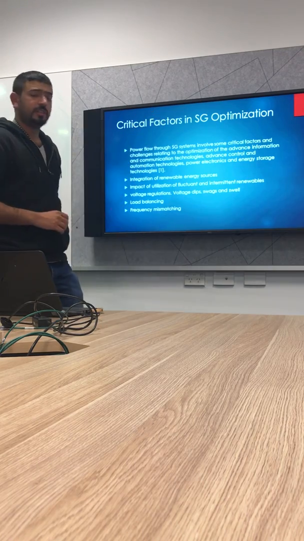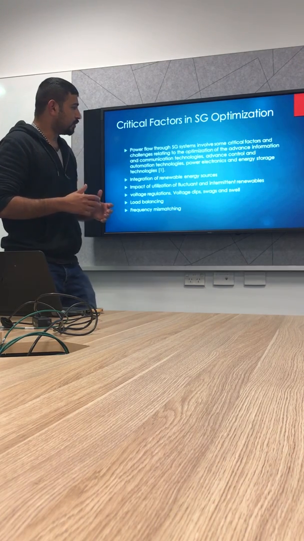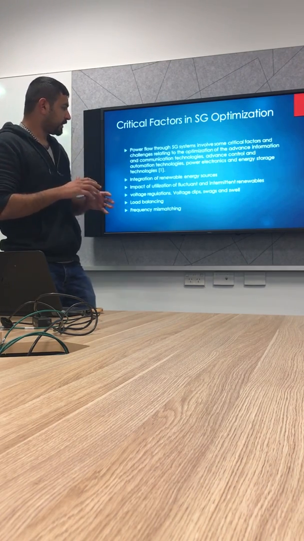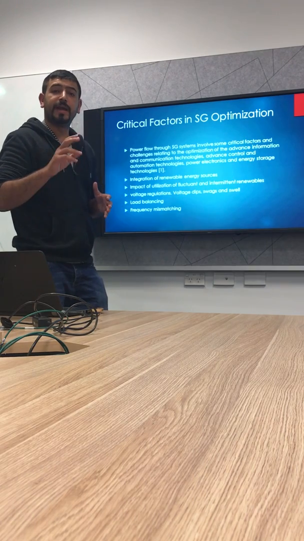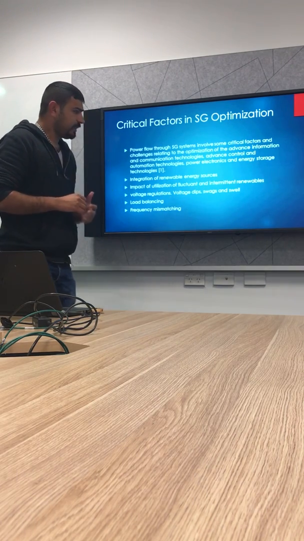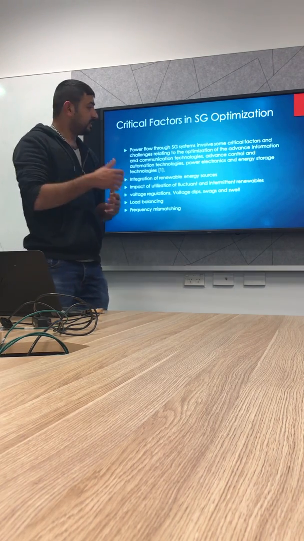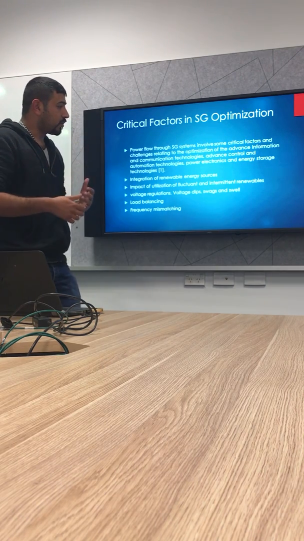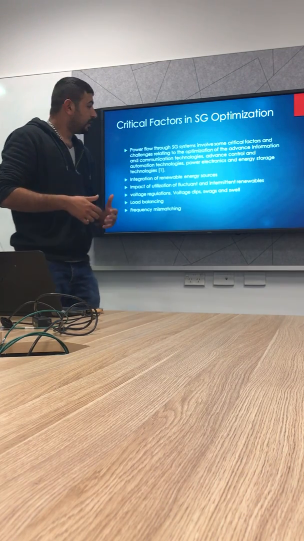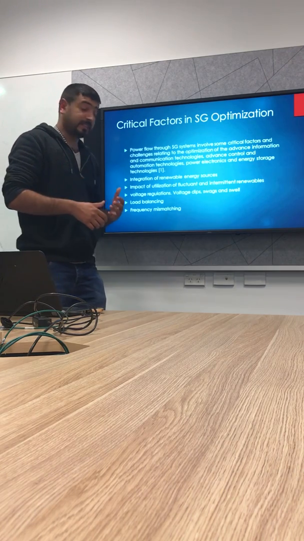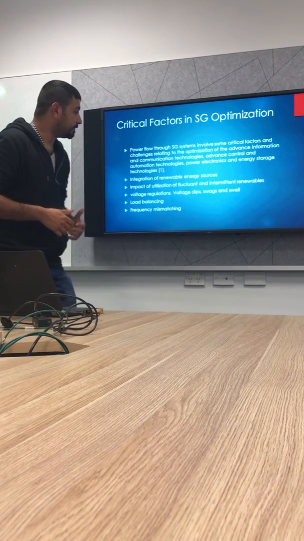Some critical factors in smart grid optimization: during the power flow through the smart grid system, there are some critical issues relating to the optimization of the advanced information and communication systems, because when we enhance the complexity of the system through advanced communication protocols and advanced strategies for load control, these complexities require more efficiency, more effectiveness, and more optimization.